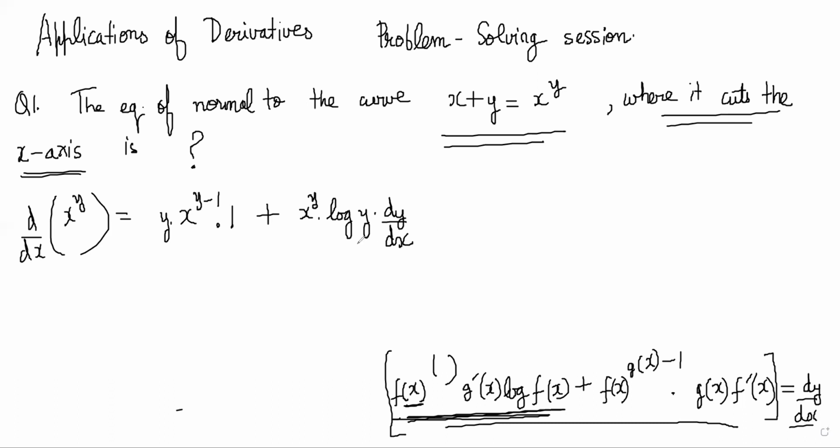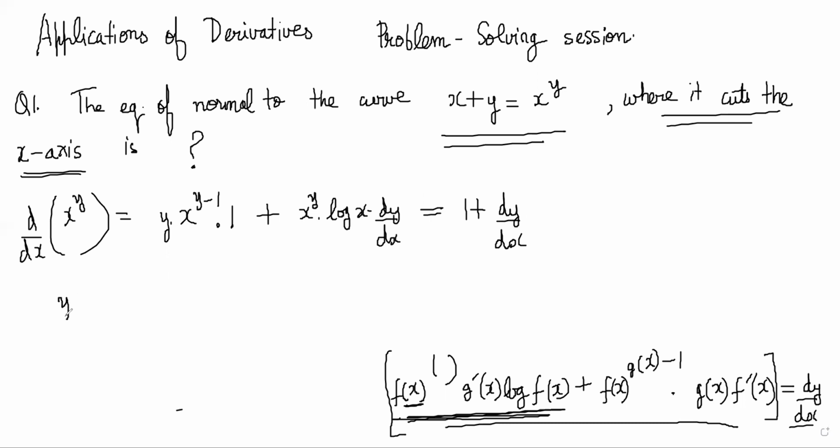No, I'm making a mistake. It's log of x, right? Because the differentiation of a power x is a power x log of a. So it is this, and this is the derivative, and this side is 1 plus dy by dx.